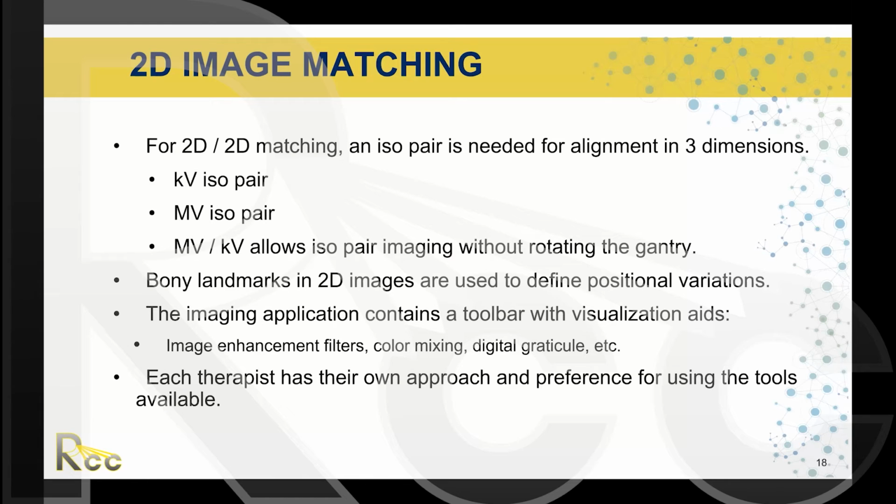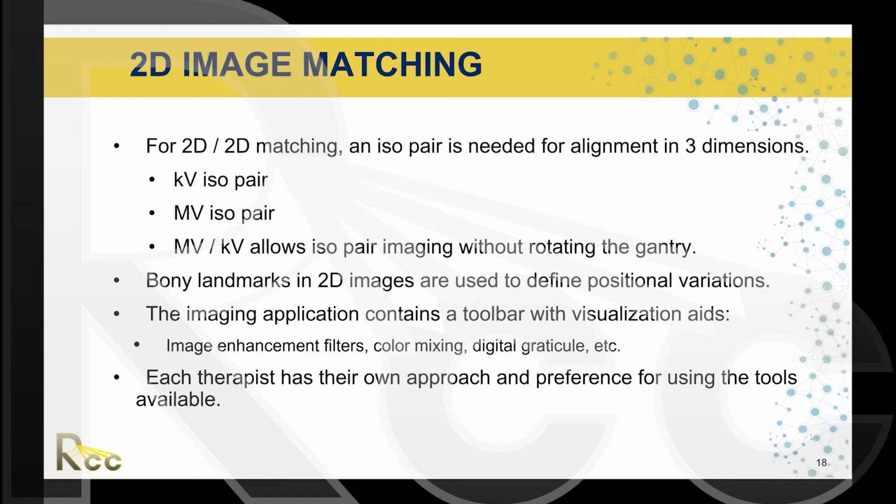2D imaging can use a number of techniques. You can have a KV pair where you're taking a KV image, rotating the gantry 90 degrees, taking another KV image. We can also take an MV pair, if, as Claire mentioned, the patient size and shape lends itself better to MV imaging, or if the machine itself doesn't have KV imaging available, we can use an MV pair, and you're taking the imaging then with a treatment beam. And another alternative is to do one MV image and one KV image. So we can take our image with our treatment beam and a KV image 90 degrees away. And this allows us to create a stereoscopic pair for image matching without rotating the gantry.